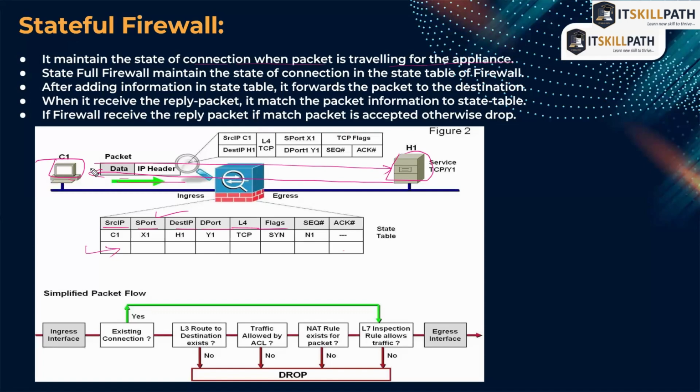Let's suppose you are working in a company. When you enter your organization, you make an entry, and a guard also makes an entry. When you are returning, he maintains some table and checks whether you entered correctly or not. If you have entered correctly, he will allow you in the reverse direction as well. That is called a stateful firewall.